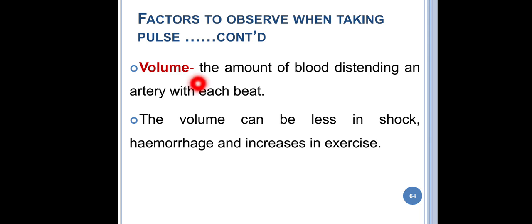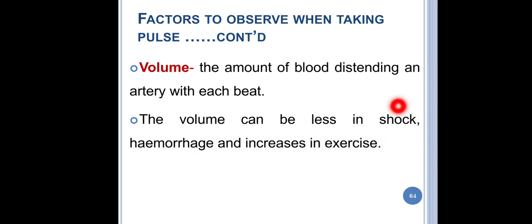Then we look at the amount, which is volume. This is the amount of blood distending an artery with each beat. So you can visibly see that this artery is transmitting a lot of blood per beat. You can look at the distension of the arteries and observe that this person's pulse is a little bit high. The volume can be less in shock and hemorrhage, and increased in exercise.